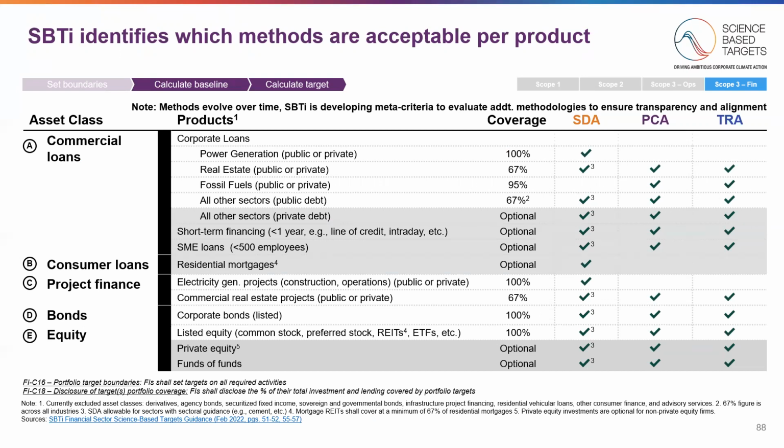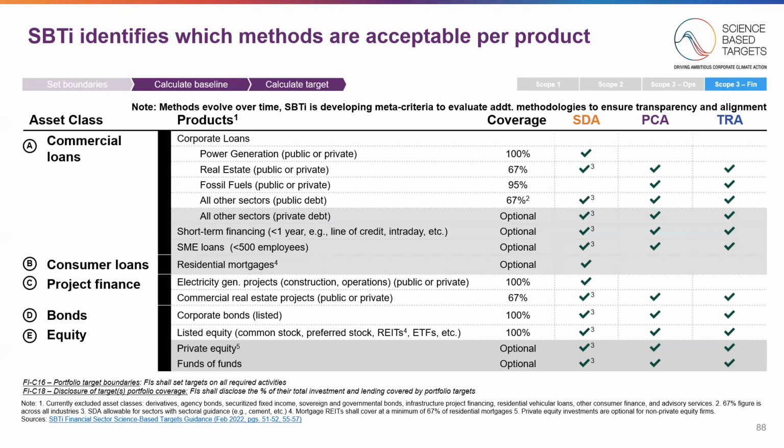For real estate, whether a commercial loan or project finance, a financial institution can use any of the three methods. As a reminder, SBTI is currently developing guidance for the fossil fuel sector. As a result, there's not currently sectoral specific guidance for fossil fuels. Loans issued to fossil fuel companies should be measured using the portfolio coverage approach or the temperature rating approach. This is also true for commercial loans made to all other sectors, regardless of ownership.